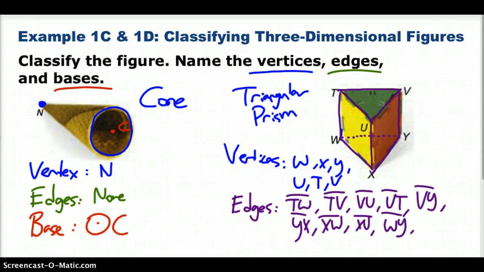Okay, let's see, are we missing any? We have this edge, this edge, this edge. 1, 2, 3. We should have 9 total. 1, 2, 3, 4, 5, 6, 7, 8, 9. All right, so this is definitely good at this point. Okay, so we'll look into a couple different things in the next series of videos where we talk more about nets and things like that.